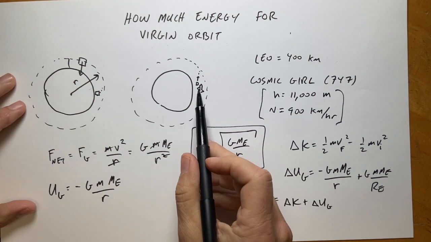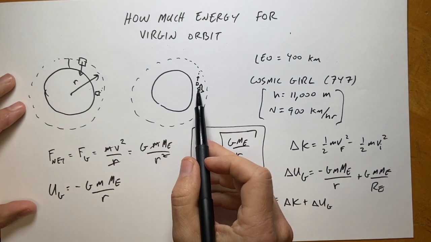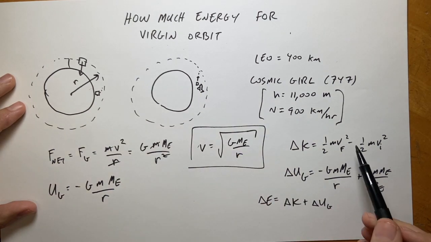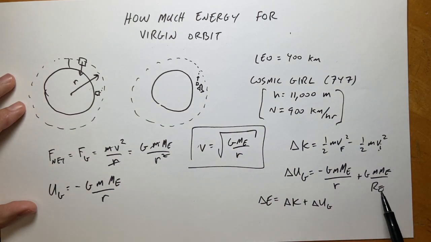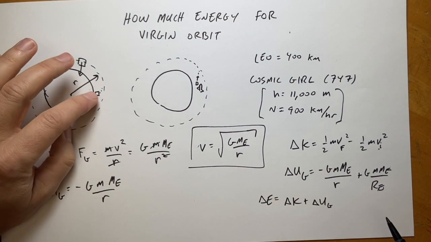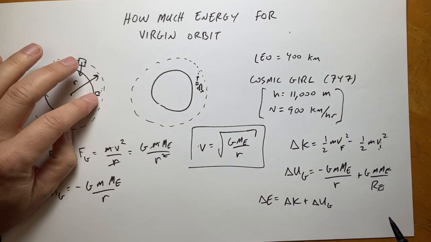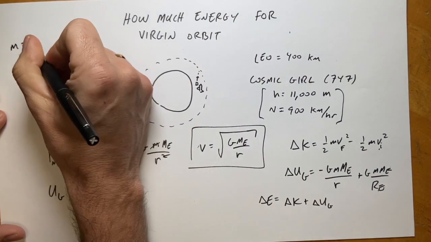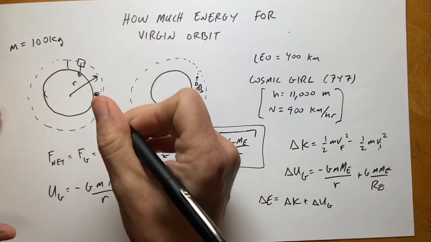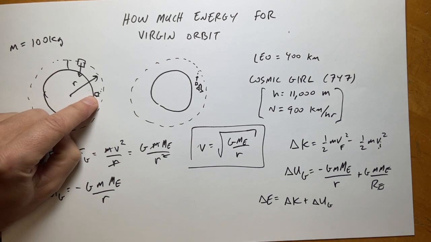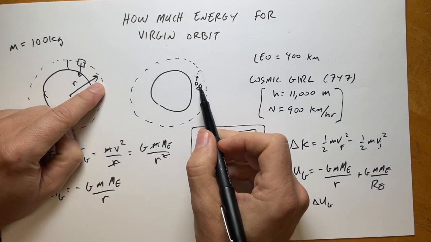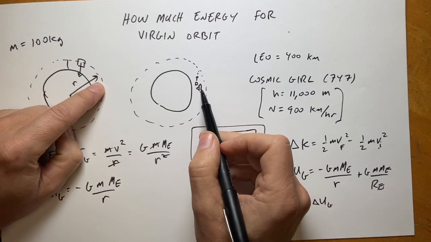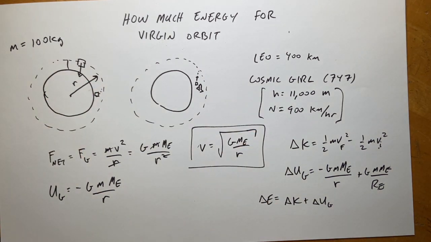Now, what's different about the Virgin Orbit? Number one, it's not starting from initial velocity of 0. It's not starting on the radius of Earth. So both of these things change. And so I want to find the change in energy to get this 100 kilogram object. Did I write that down? Let's see. M equals 100 kilograms. That's my payload. From here to orbit, and then from the Cosmic Girl, the name of the 747, into orbit, and make a comparison.